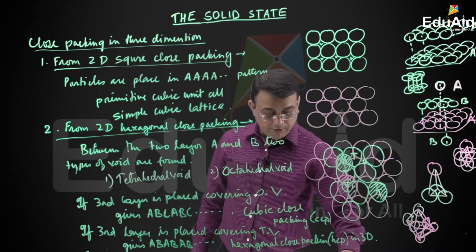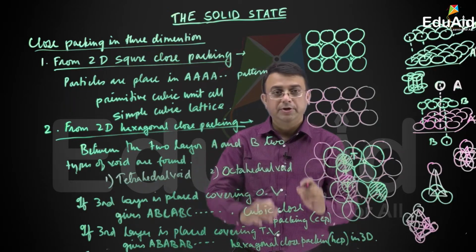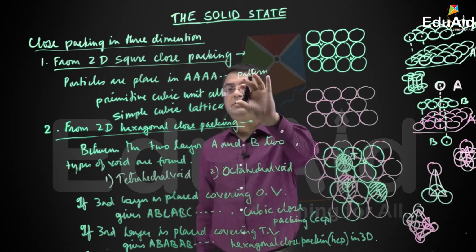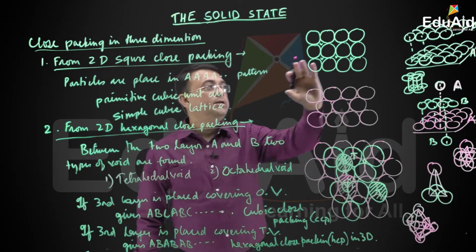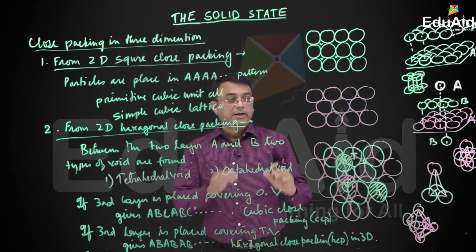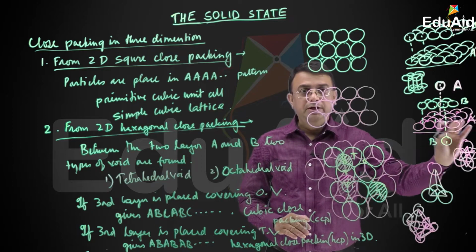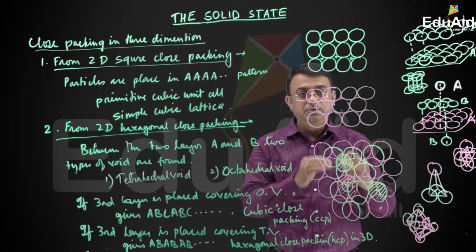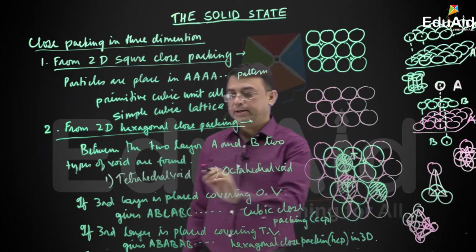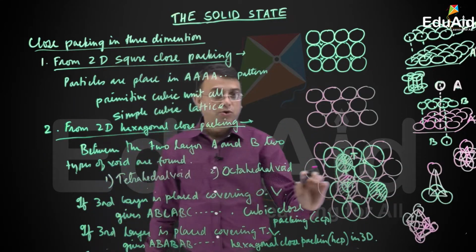I am repeating the whole thing. I am just giving you a review. First, you see that is a simple cubic, that is no problem. This is an A type pattern. Next is hexagonal close packing. There are two layers, A and B. After putting the two layers, A and B, we will find two types of void. One is the tetrahedral void, the other is the octahedral void.